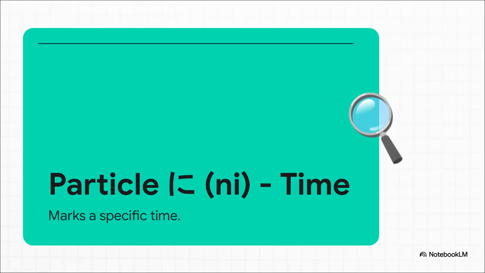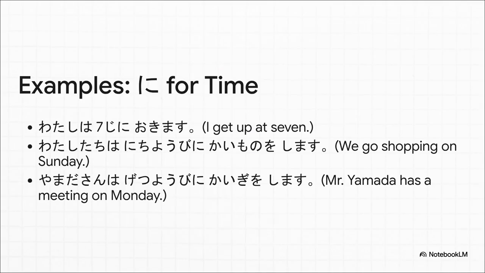Now the key word here is specific. Ni is for pinpointing an exact moment. We're talking about things like 7 o'clock, or on Sunday, or on a specific date. It's the tool you use to stick a pin in the calendar for your action. For instance, I get up at 7 is shichiji ni. We go shopping on Sunday becomes nichiyobi ni. Mr. Yamada has a meeting on Monday? You got it, getsuyobi ni. Notice how ni just latches right on to the specific time word every single time.